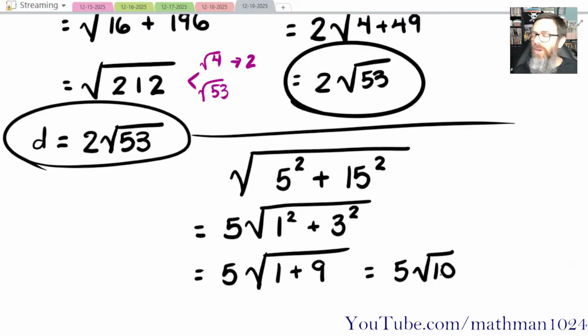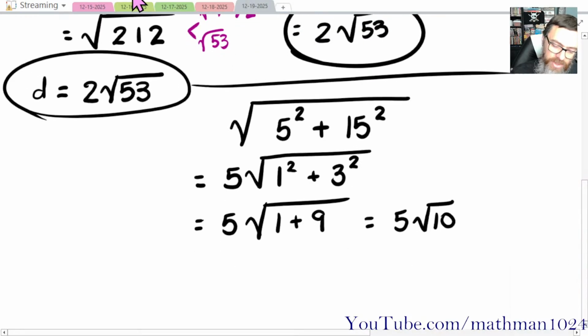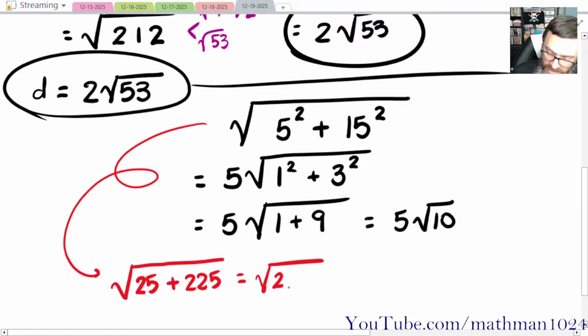Now, you might say, are you sure? Maybe you're tricking us, right? Well, I'm not. If we do this the long way, we would square each of these numbers. So 5 squared is 25. 15 squared is 225. These numbers combine to give me 250 inside the radical, and 250 can be broken down as 25 times 10.